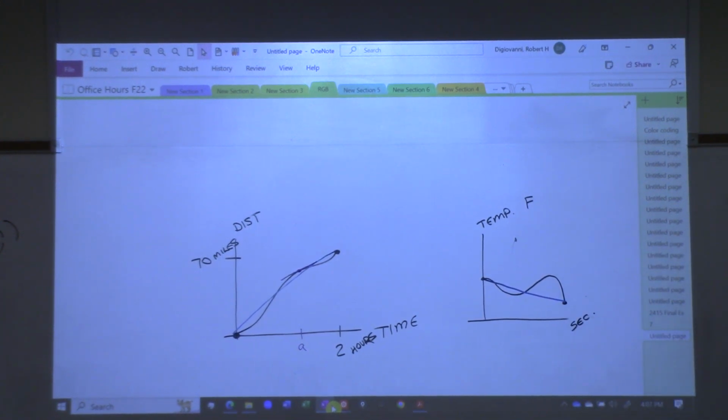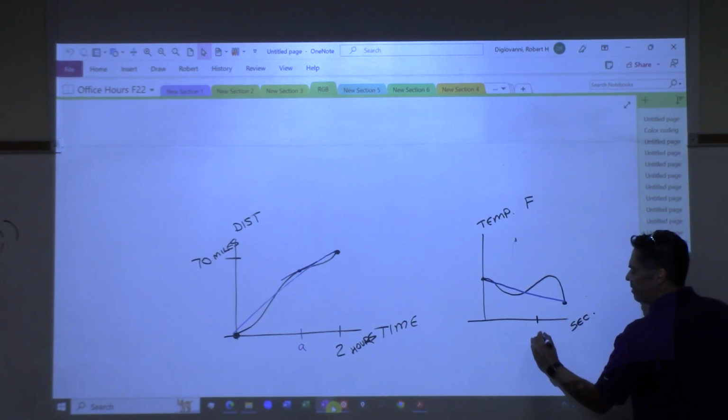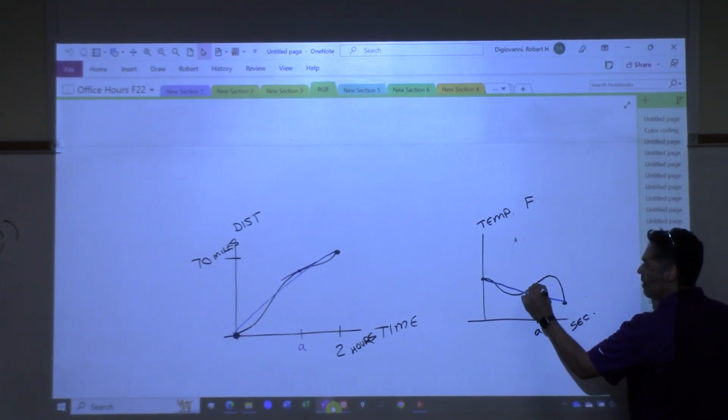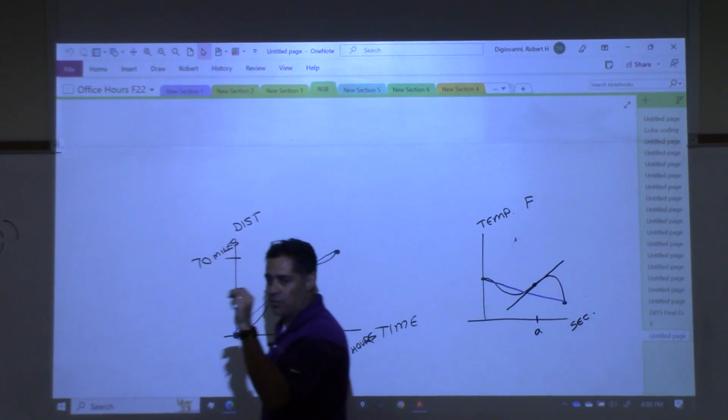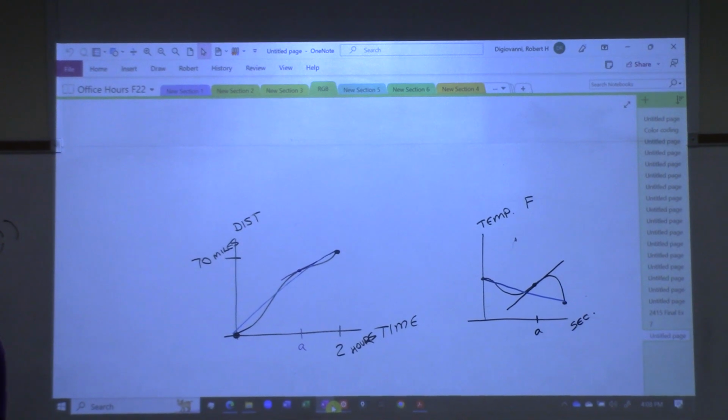But with calculus, we can actually go to any point in the experiment, any point in time, go to the function, and find the slope of that tangent line, and that would be your instantaneous rate of change at that moment. Here it would not be miles per hour.